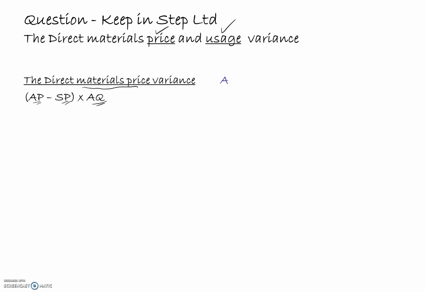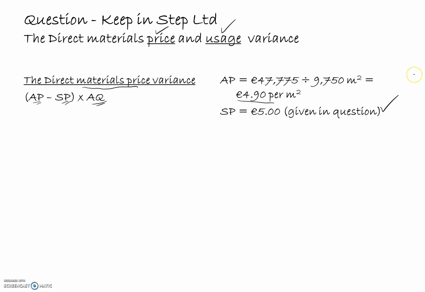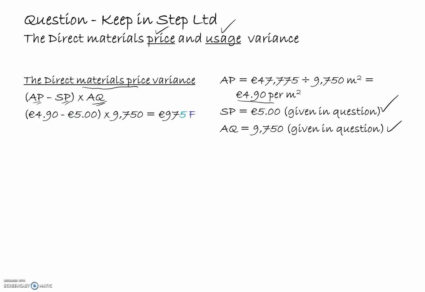So just going through the workings one more time, the actual price works out at the €4.90 per square meter, the standard price given in the question, and the actual quantity given in the question. So if I pop this information in, here we go, 4.90 minus 5, that'll give us a difference of 10 cents per square meter. By 9,750 square meters, it gives us a variance of €975 favourable. So therefore, the direct material price variance is €975 favourable.